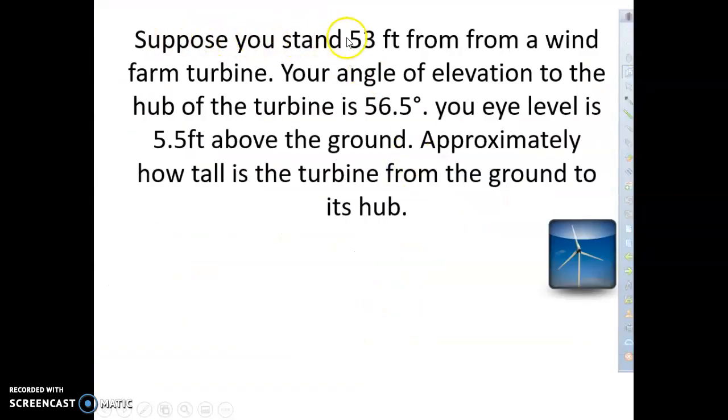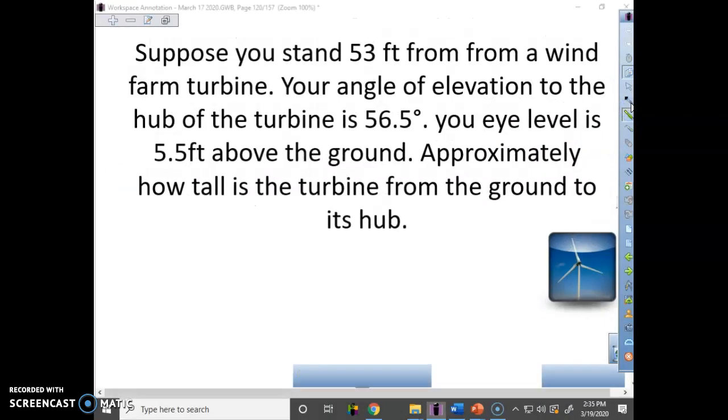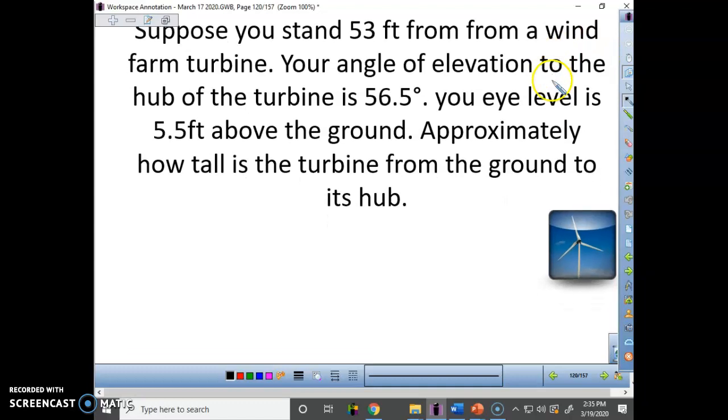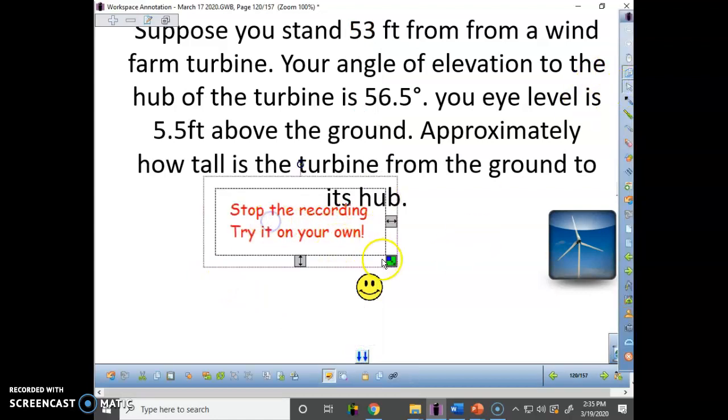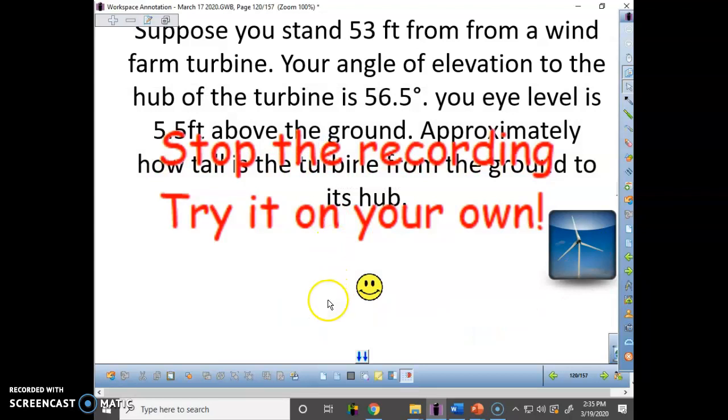Okay, so suppose you stand 53 feet from a wind farm turbine. Your angle of elevation to the hub of the turbine is 56.5 degrees. Your eye level is 5.5 feet above the ground. Approximately how tall is the turbine from the ground to its hub? So let's take a look at this. Take a second on your own right now. Try this problem on your own.